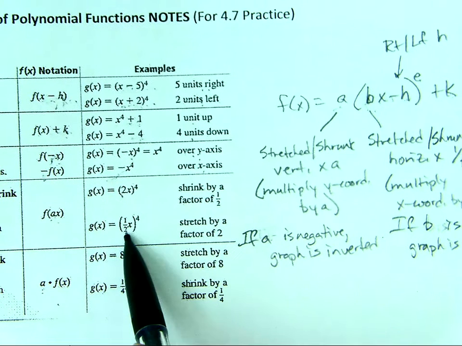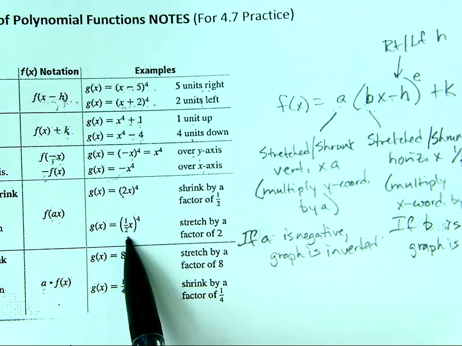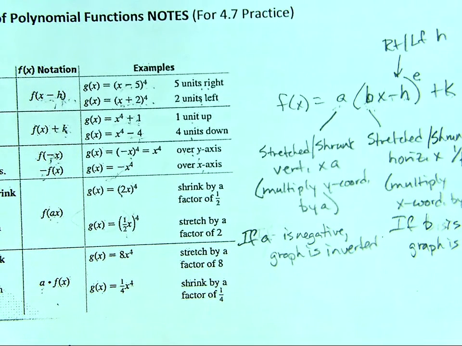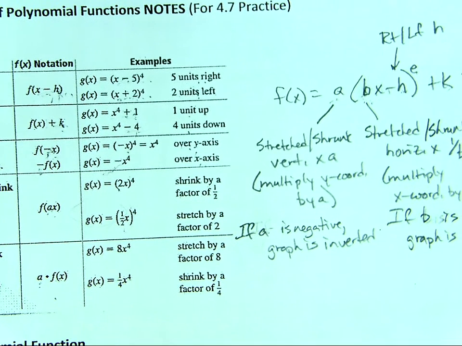If that number is a fraction, like here, 1/2, let's say that was 1/3, that means it's going to be stretched horizontally by 3, because the reciprocal of 1/3 is 3. So that means you would multiply all the x coordinates by 3. This one gets a little tricky sometimes. Thank goodness we don't see very many of those.